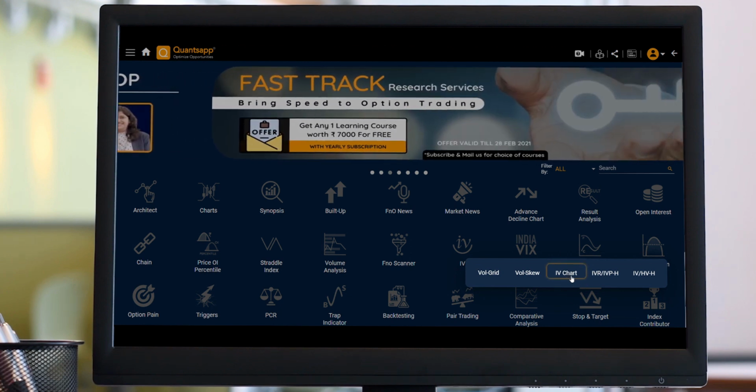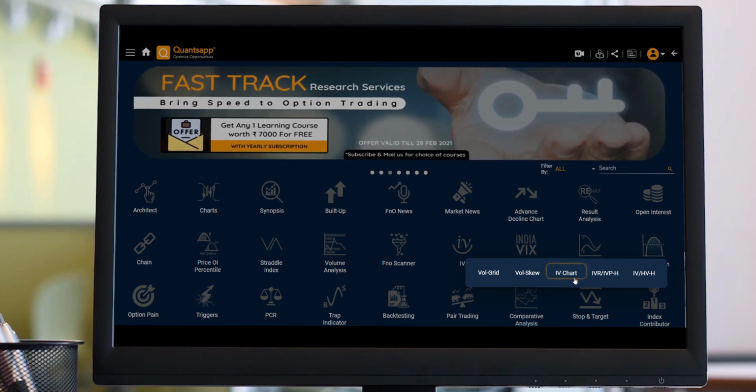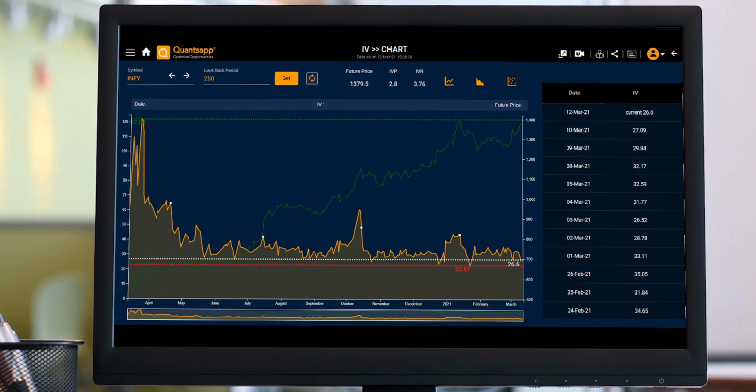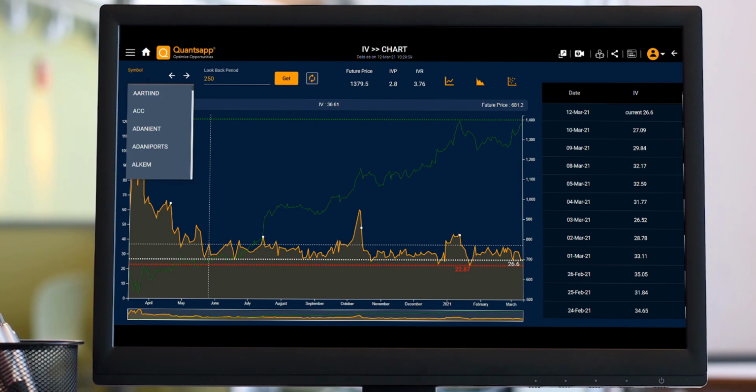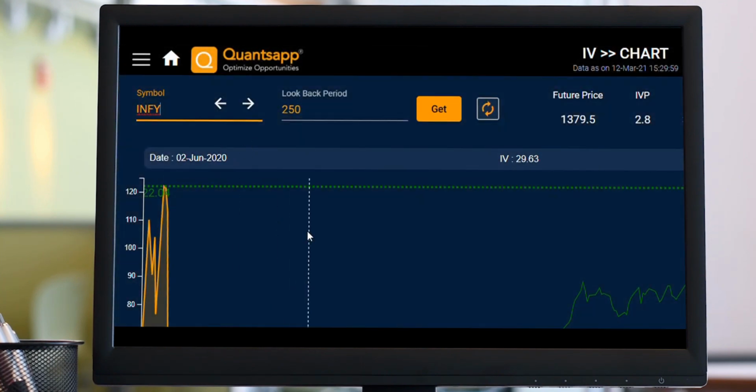So in today's video, we are going to understand the IV chart part of the IV tool in the Quantsap application. The IV chart shows us the day on day IVs for a particular instrument of ours. Right now I have selected the symbol as Infosys. You can change it to whichever script you wish to. Let's try Nifty, or you can search for Bank Nifty, whichever script it is. Let's say I want to have a look at Infosys, so I have selected my symbol as Infosys.